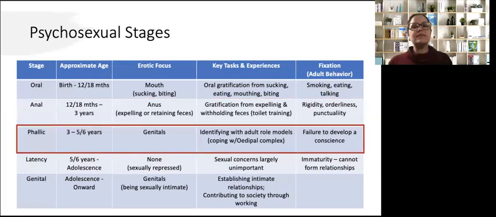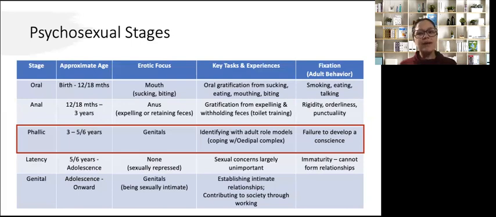Next, we have the phallic stage, which occurs from about 3 to 5 or 6 years of age. Okay, so here the main focus is on the genitals. And of course, pleasure that children receive from fondling themselves. So you often see young children with hands down their pants.